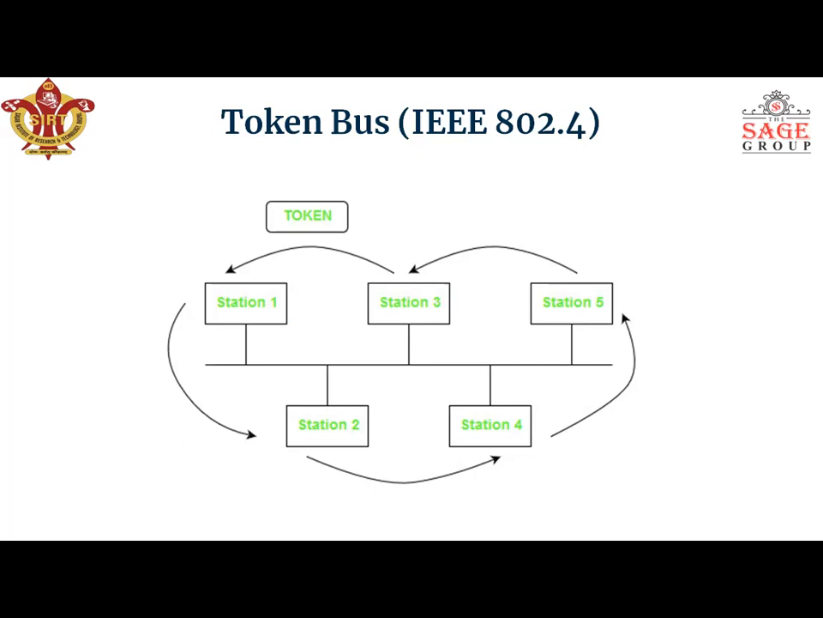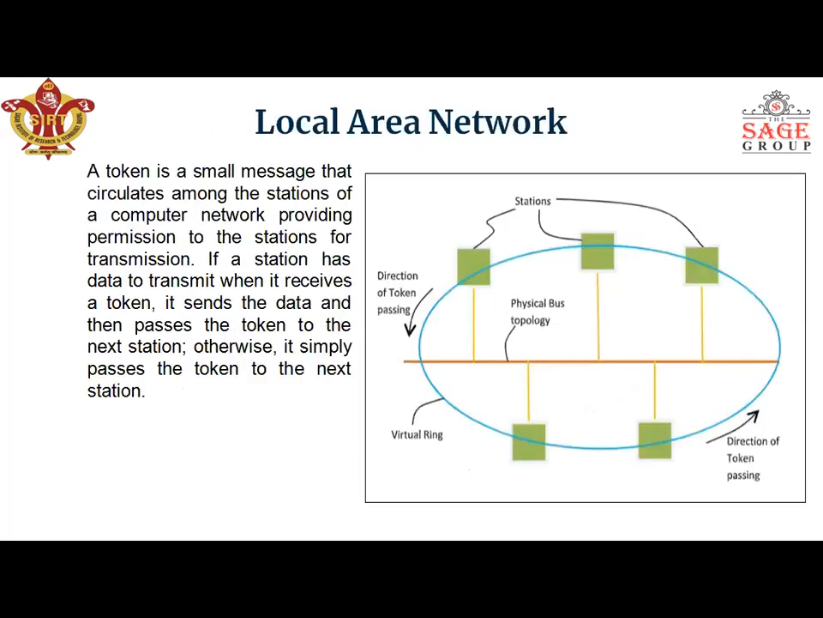That means whenever any station wants to send data, it claims a token, and when a station receives the data, it removes that data packet and puts in the new token. So the concept behind the token is that only the station which has the token can send data in the token bus.